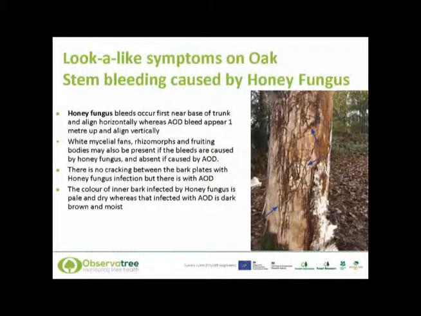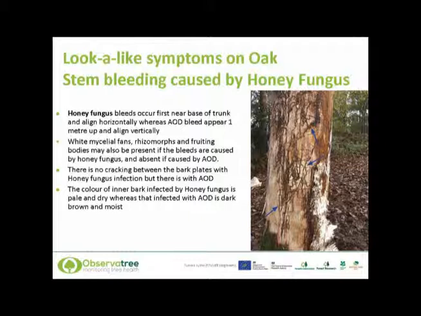Other pathogens can also cause bleeding on oak. For example, the honey fungus or Armillaria species. There are a few differences between the signs and symptoms of honey fungus and AOD, which help us to differentiate between the two different diseases. For example, the honey fungus bleeds occur first near the base of the trunk and align sort of horizontally, so around the tree, whereas the AOD bleeds appear 1 metre up at least and align vertically.